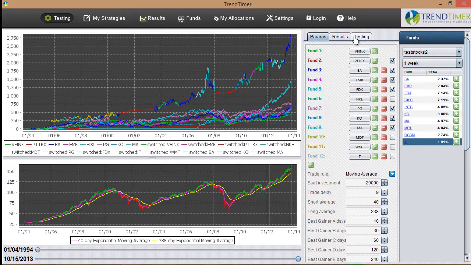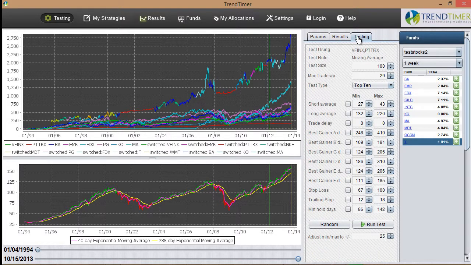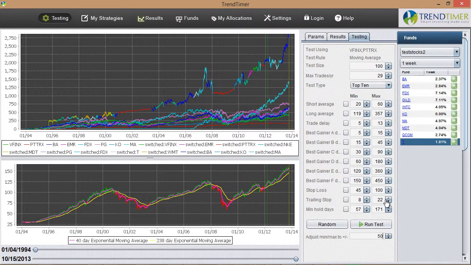And to do that, we can visit the testing screen and perform an automatic test. What the automatic testing tool does is allow you to experiment with different parameters to see what the results are. And then what we're going to do is set a test size here of 100, and then I'm going to click the Run Test button.